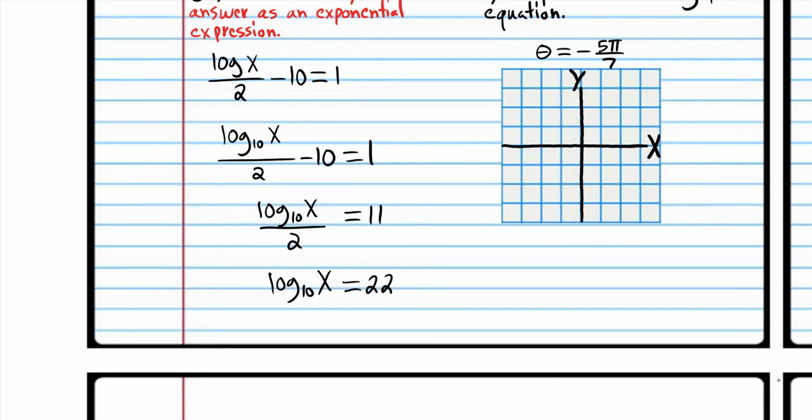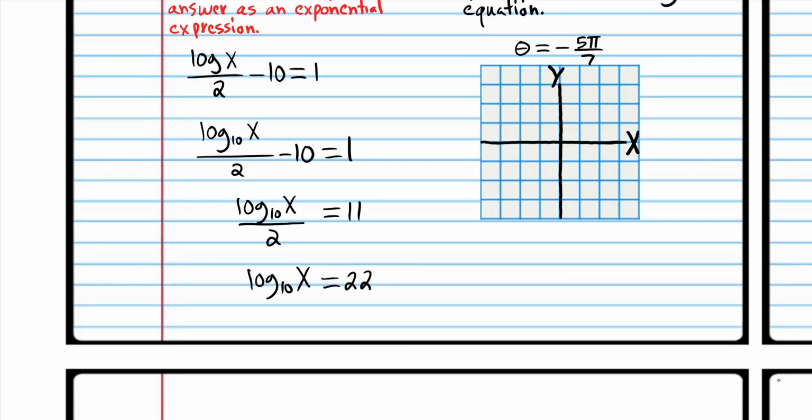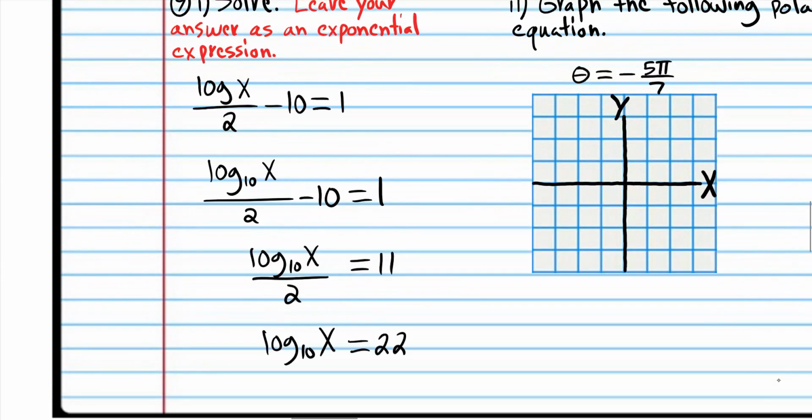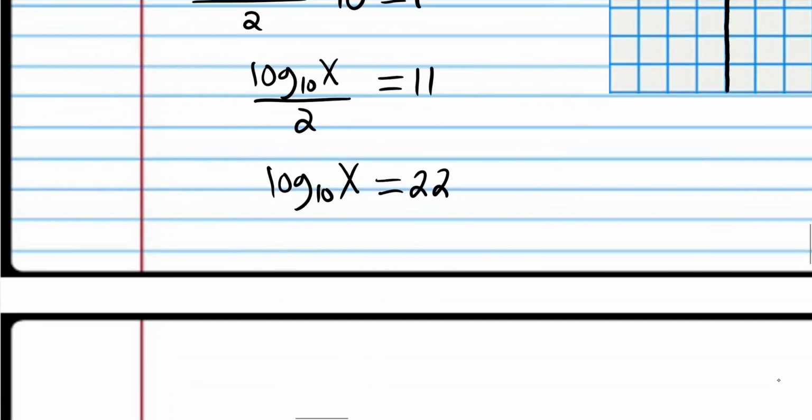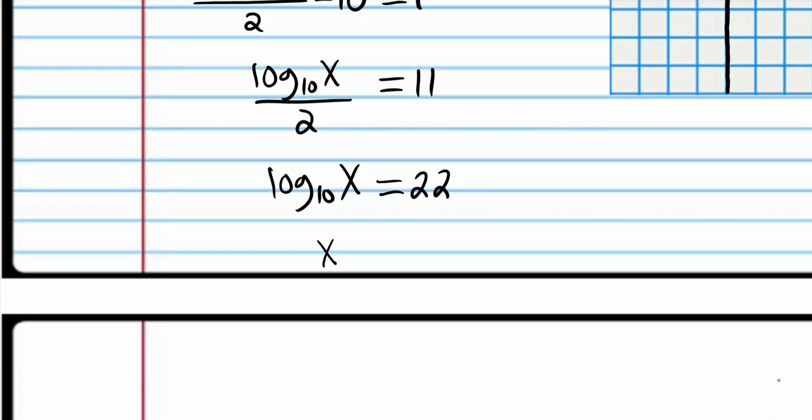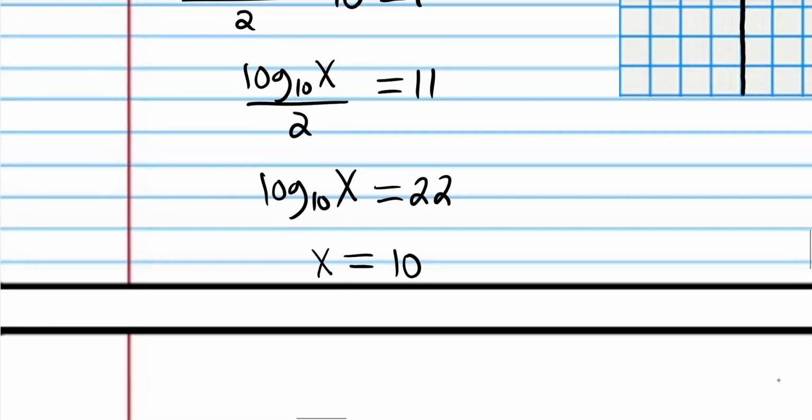So now I'm almost done. I'm almost ready to, well, I can just write the answer. Notice it says, leave your answer as an exponential expression. The reason for that is that this answer is going to be so big that it'd be kind of difficult for your calculator to show you in standard form what this would look like.